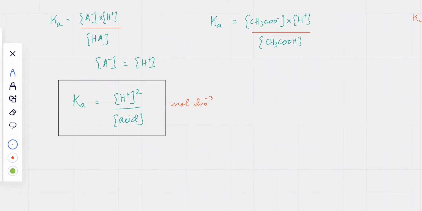So every acid has a particular K, and you have calculated that. K only changes with temperature, otherwise it's a constant, because it's an equilibrium constant. Even if you keep changing concentration, it's going to stay constant because the ratio of the products and reactants would be maintained.